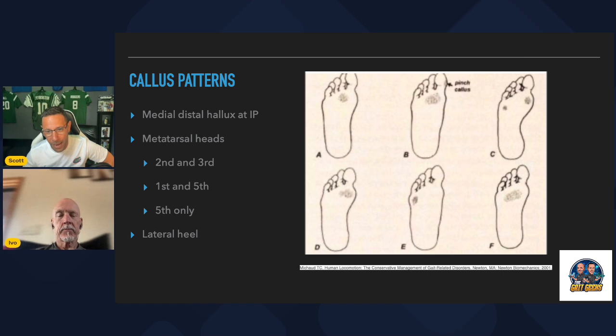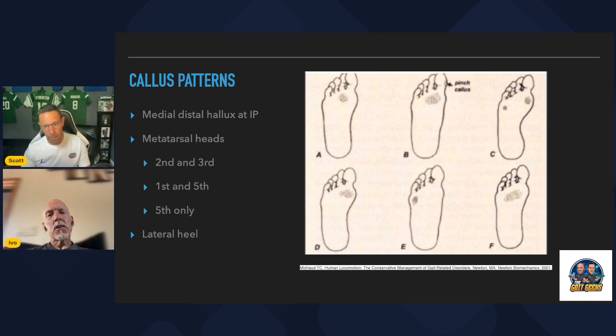I call them oftentimes the pronation calluses. And a lot of these here that we're looking at, A through F, to me are indicative of a hypermobile foot. But there are some situations where you can see it in a more supinatus or a more rigid foot. What's your thought on that, Ivo?